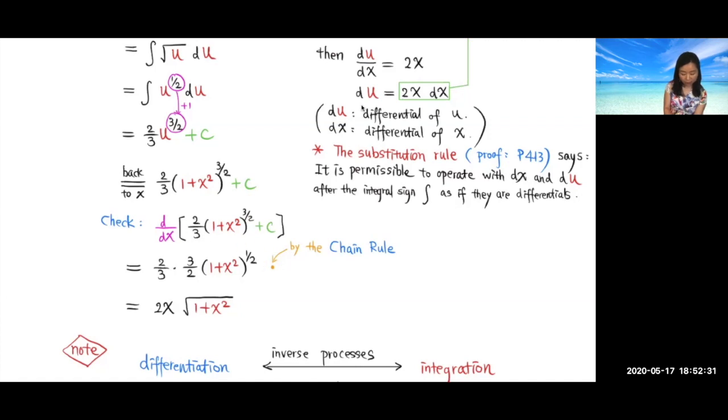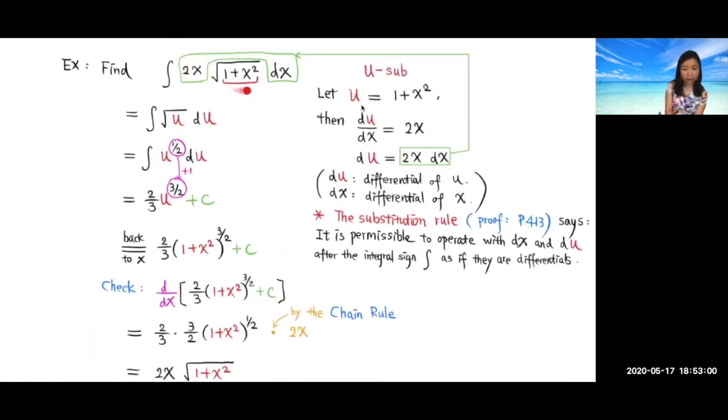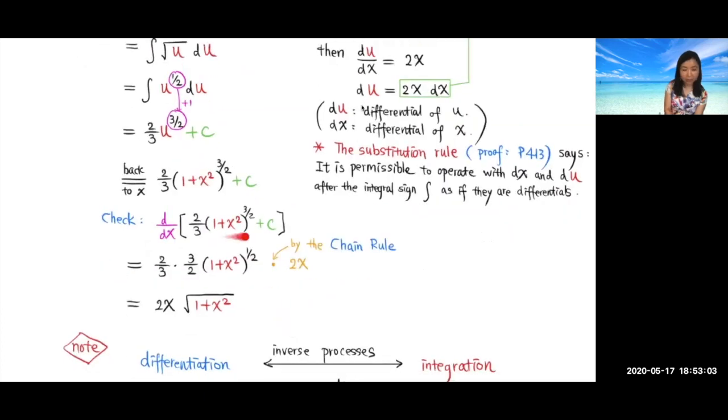But that's not all, because we have this inner function 1 plus x squared. By the chain rule, when we differentiate, we multiply by the derivative of this inner function with respect to x. The derivative of 1 plus x squared with respect to x is 2x. So we have times 2x here. Simplifying, we get the function that we integrate, this function right here. So this indeed is the right answer.